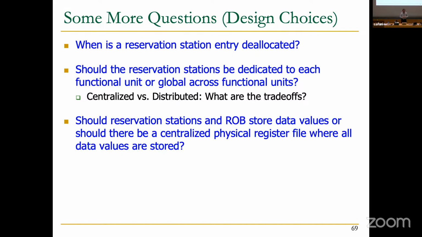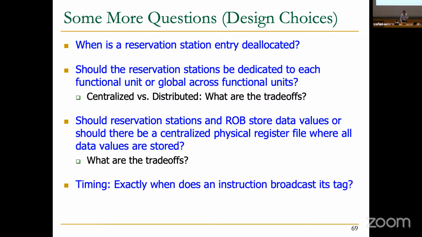Another question is, should reservation stations and reorder buffers store data values, or should there be a centralized physical register file where all data values are stored? This is a loaded question because we're going to build up to this, actually. So values are going to become problematic, as we will see. Timing is also problematic. I'm not going to deal with timing. Exactly when does an instruction broadcast its tag? When do you know this information? When should you broadcast the tag and when should you broadcast the value? Should these be done concurrently or in a serial manner?